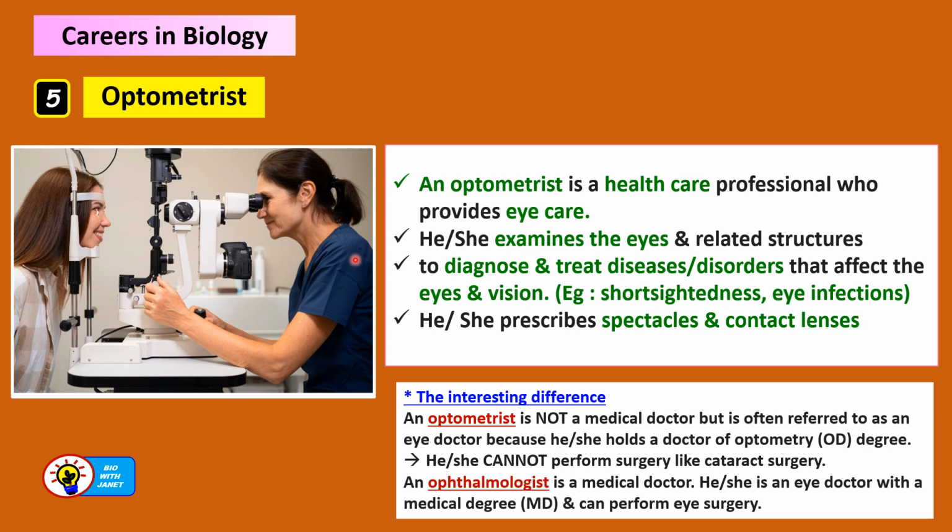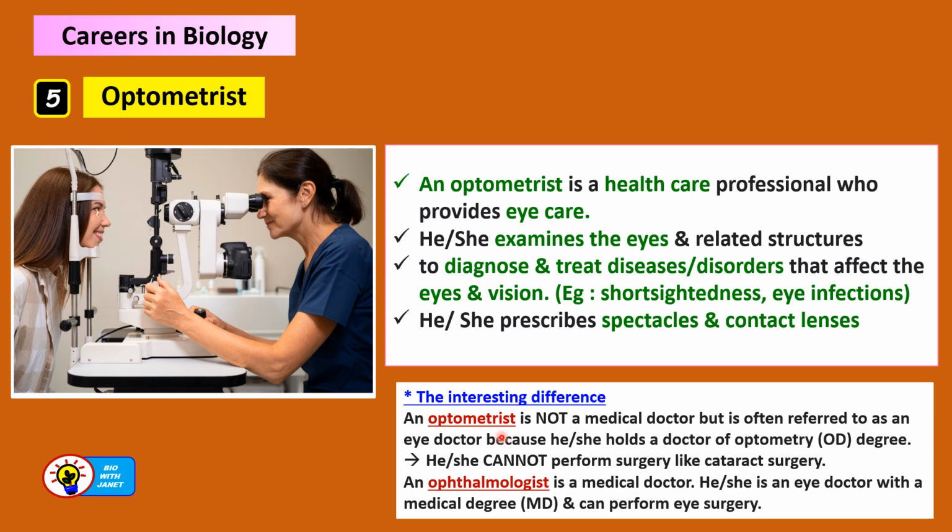For example, short-sightedness or eye infections like conjunctivitis. He or she may prescribe spectacles and contact lenses. Now, although an optometrist can detect cataracts, they cannot operate on the eye or perform eye surgery. Okay, that's the work of the ophthalmologist.